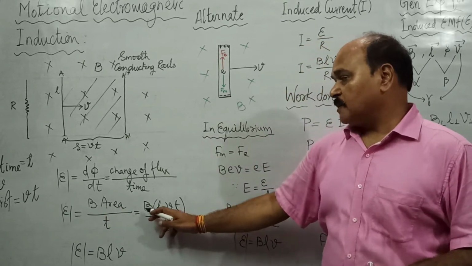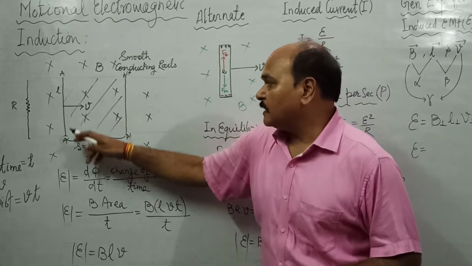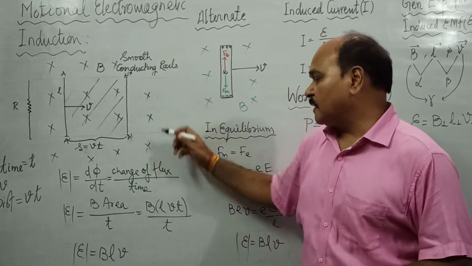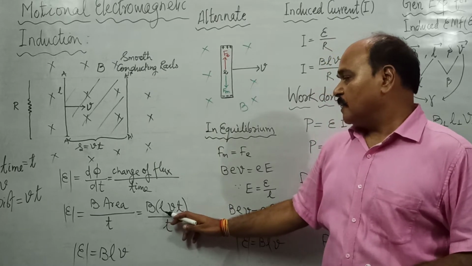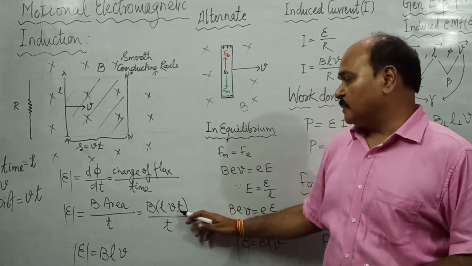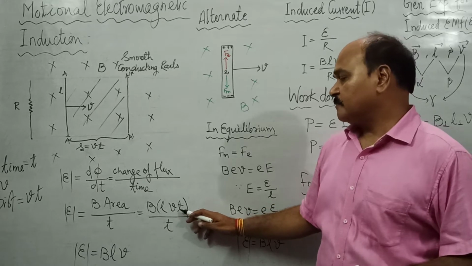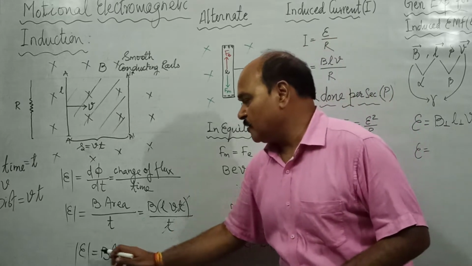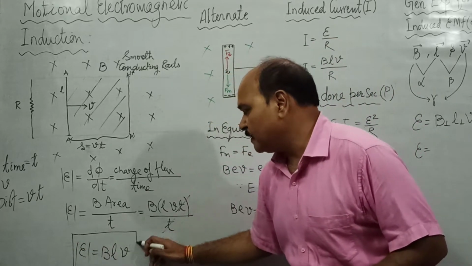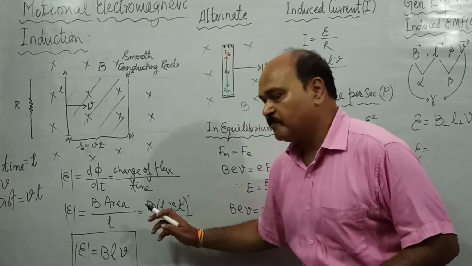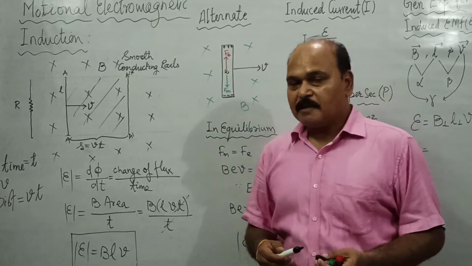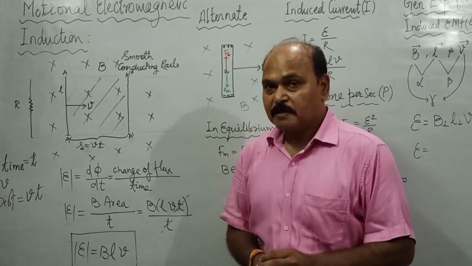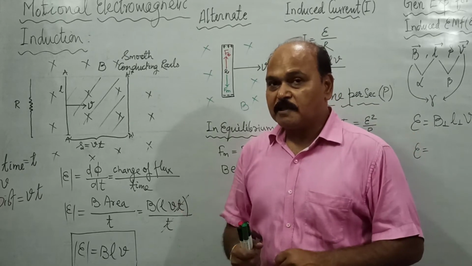What is B? B written as it is. What is area? Area is length into width. The value of this shaded area is length into width, that is L into vt, divided by t. You can see that t cancels out, and what are we left with? Induced EMF is BLV. This is the value of induced EMF. B the magnetic field, L the length, and V the velocity with which the conductor is going through this magnetic field. We can also find out the polarity of this induced EMF.